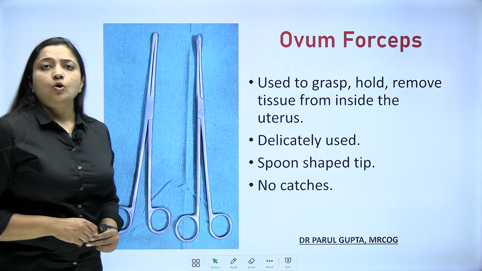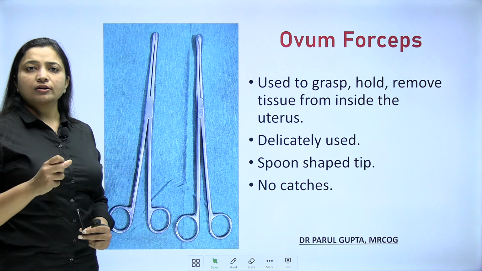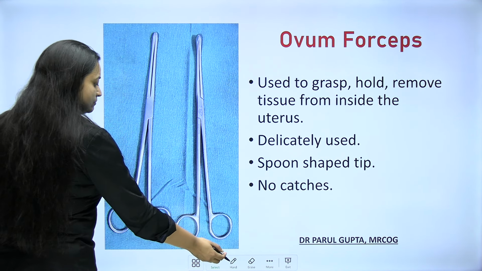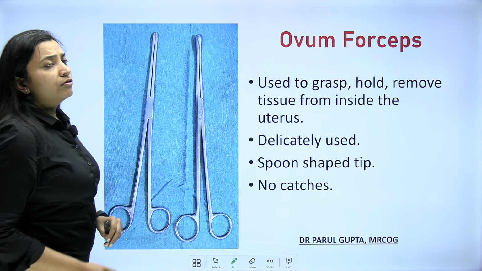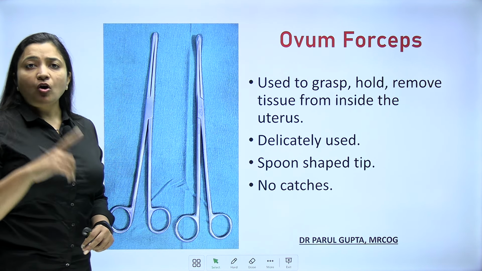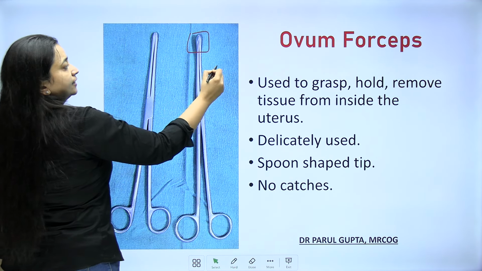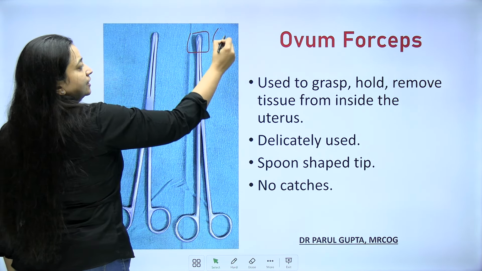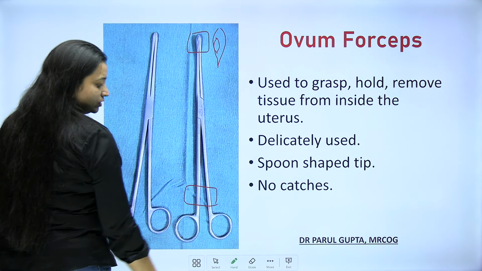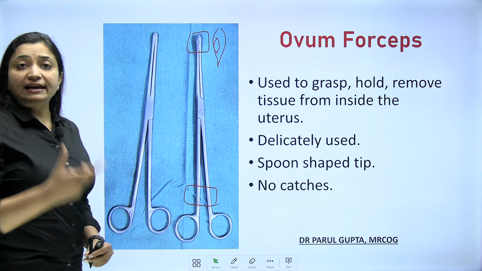Ovum forceps. Once we have done the suction, or sometimes you feel that something is stuck inside which is not coming out, then we use a forceps which is known as ovum forceps. Ovum forceps is actually a misnomer. We are not taking out any ovum, but we call it ovum because its tip looks like an egg. The tip is like this. It is hollow from inside so that the products can be caught hold of, and mind it, there are no catches, because we don't want to disturb or traumatize anything.